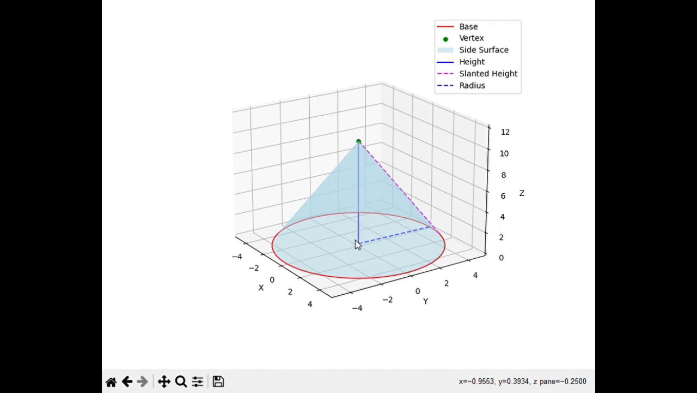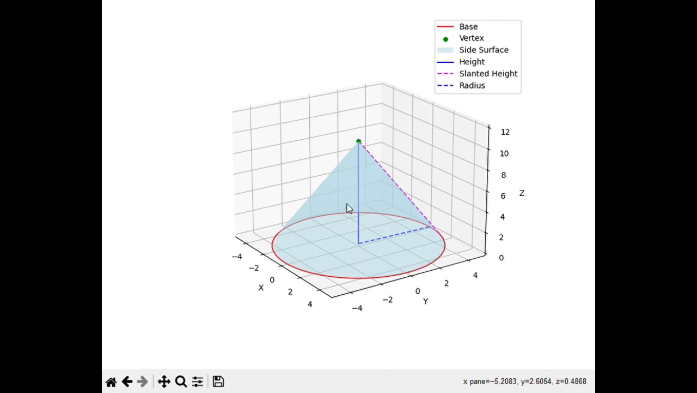The height of the cone is the perpendicular distance from the base to the apex or vertex. It helps us determine the cone's volume and various other properties. In simpler terms, it's the length from the tip to the base, measured along the line that is perpendicular to the base. As you can see, this blue line is the height.